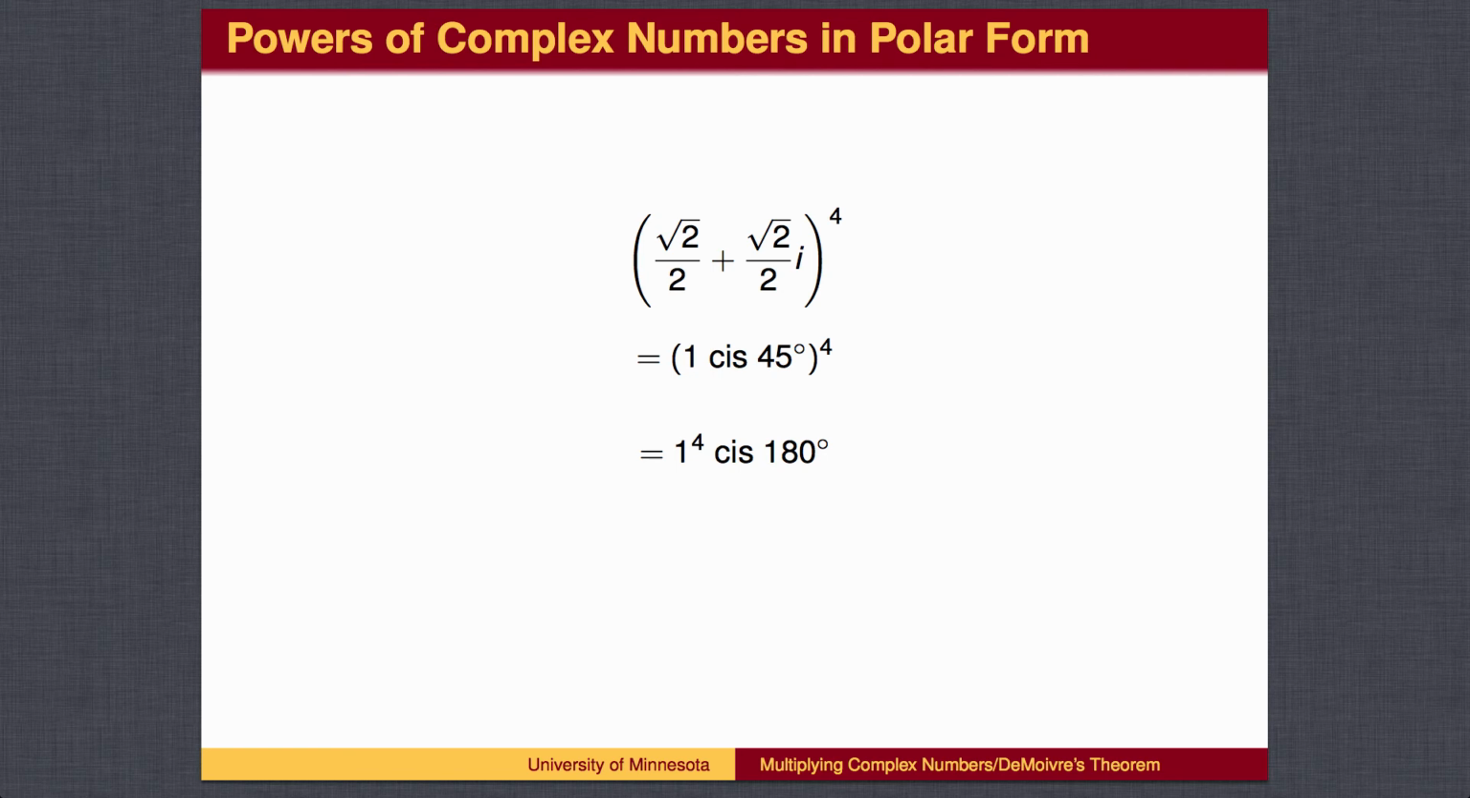That is pointing 1 to the left, so the real part is length times cosine, which is negative 1, and the imaginary part is length times sine, which is 0. Our answer is the real number, negative 1.